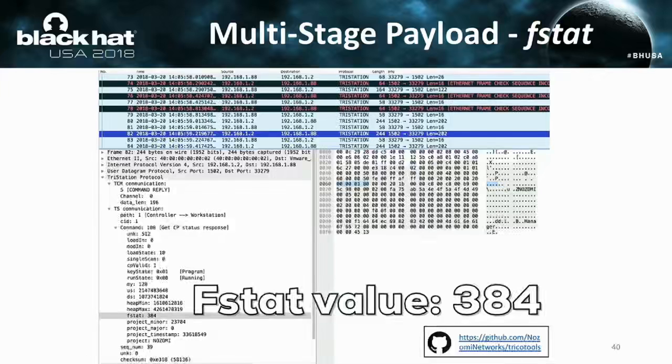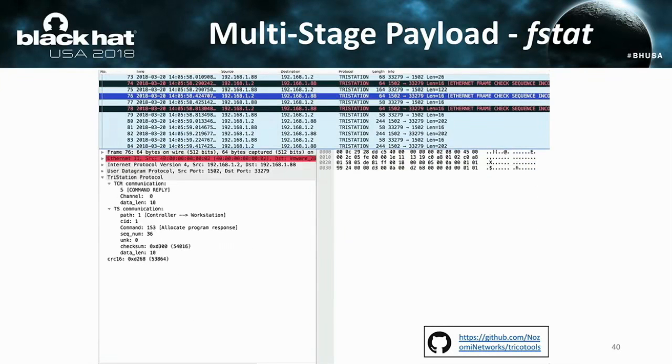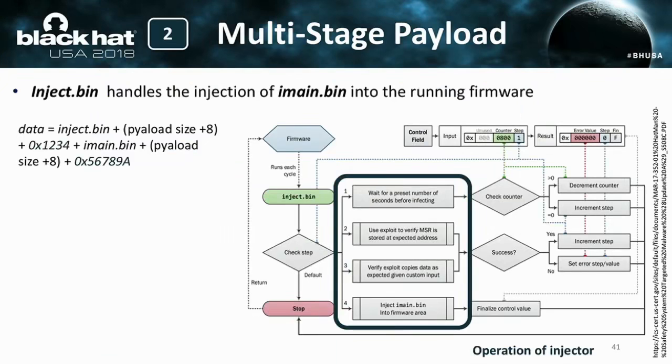384. And it's a random number. It could be any number. Just with that, the attacker declares that they are in the right memory and they can be executing in the memory. So the third stage is, the second stage is injector.